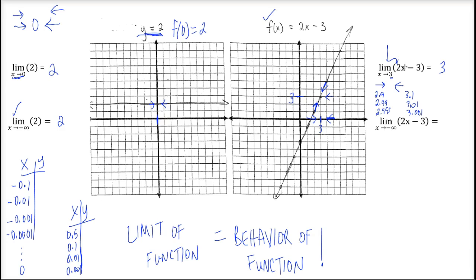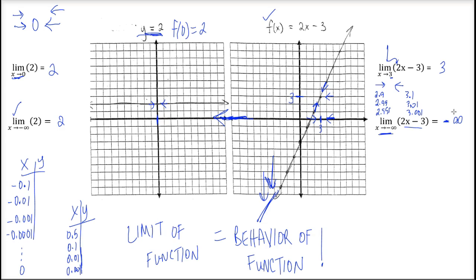Okay. All right, so if we look at this next limit, it says, what is the limit of our function 2x minus 3 as x approaches negative infinity? So when we look here, we see that as x gets more and more negative, the y values here get more and more negative as they go down like this. So the answer to this question would be negative infinity, okay?